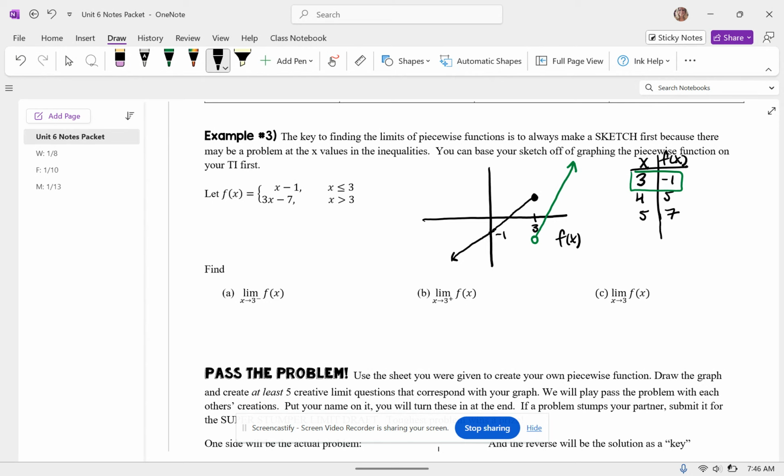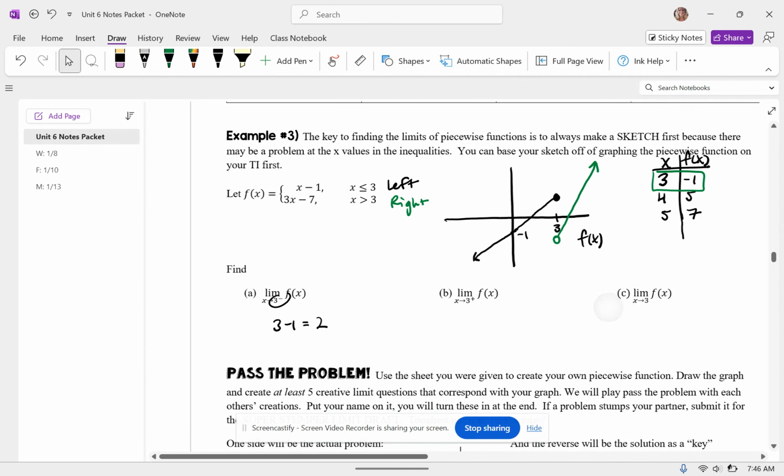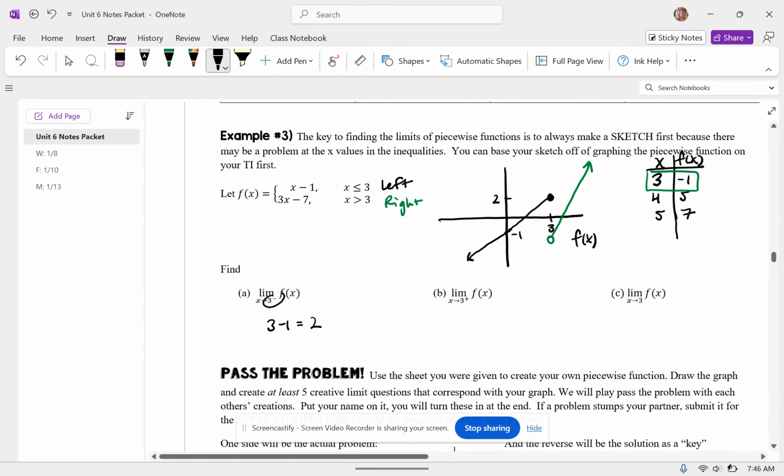Anyway. So the limit as x approaches 3 from the left. What is that going to end up being? Well, let's figure out what 3 looks like on the function from the left. So from the left means I'm looking at the left piece. Oh, sorry, I should color code it. I'm looking at the left piece here, and then this is the right piece. It's the green piece, okay? So from the left means I'm going to be looking at the black piece. So let's plug in a 3. 3 minus 1, what do we get? 2. So the limit as x approaches 3 from the left of this is going to be 2.